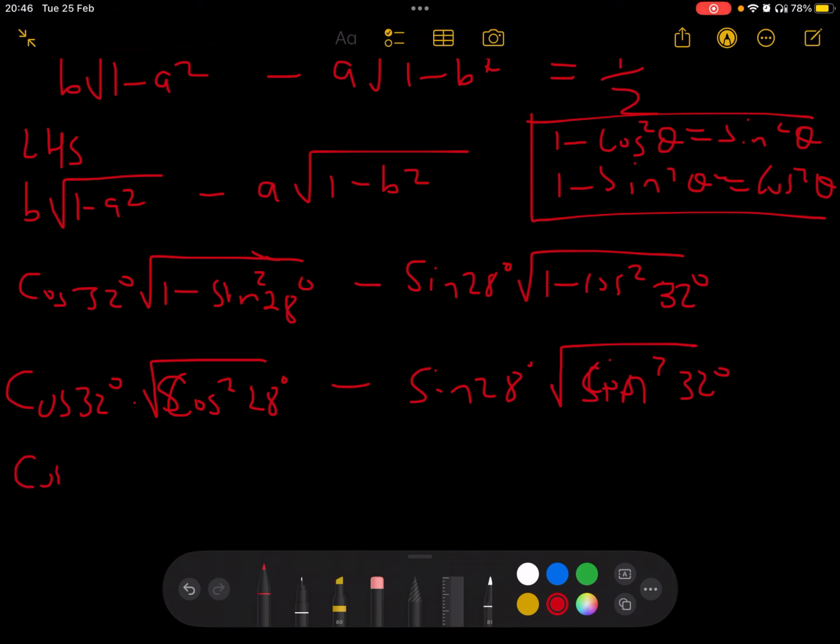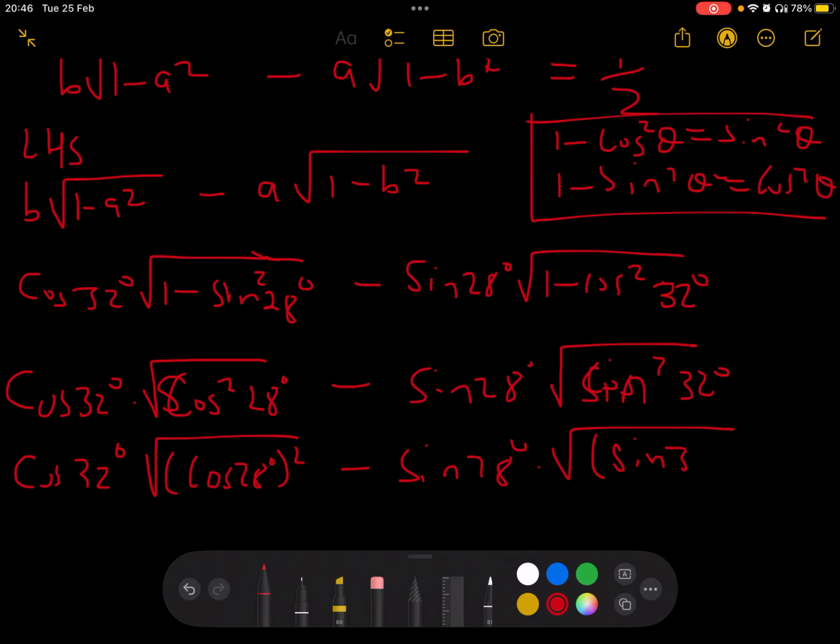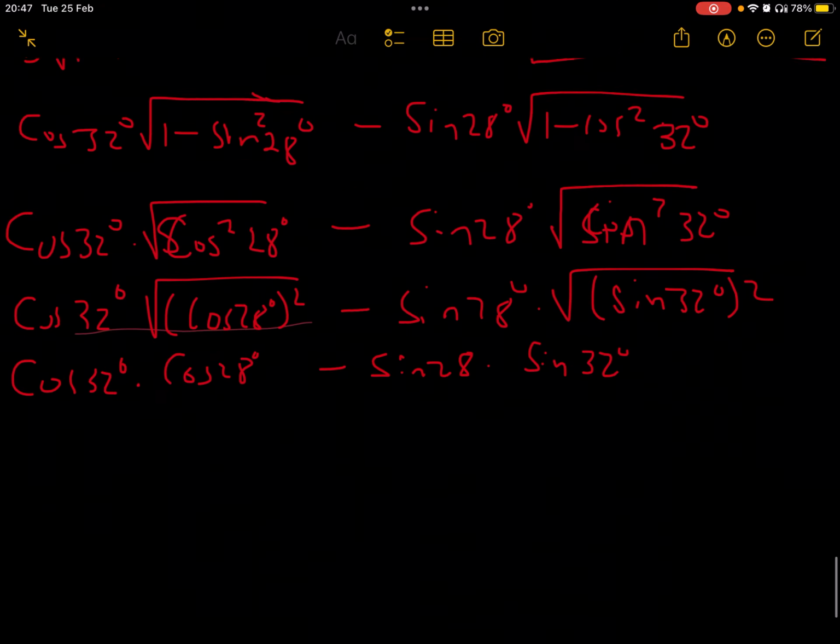Now, the square root is going to rationalize, if I can call it that. Cos 32 then becomes times cos of 28, minus sine 28 times sine 32 degrees.